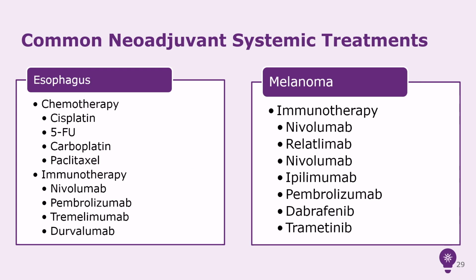Here are some other common systemic treatments for neoadjuvant therapy. For the esophagus, chemotherapy is cisplatin, 5-FU, carboplatin, and paclitaxel. For the immunotherapy, it's nivolumab, pembrolizumab, tremelimumab, and durvalumab. And for melanoma, it's a lot of the same immunotherapy agents.